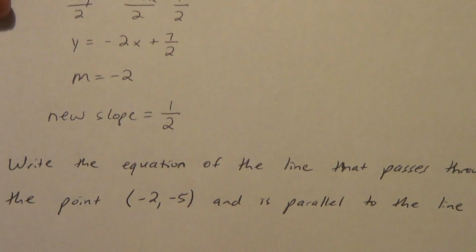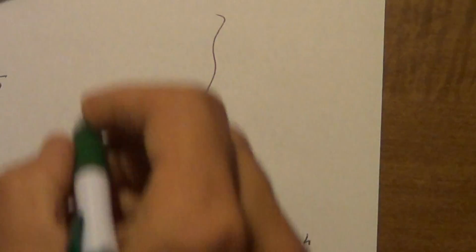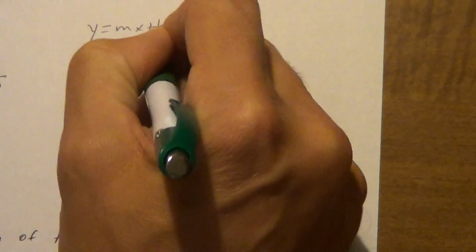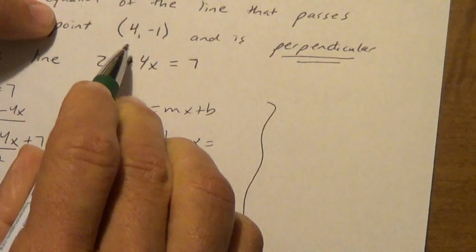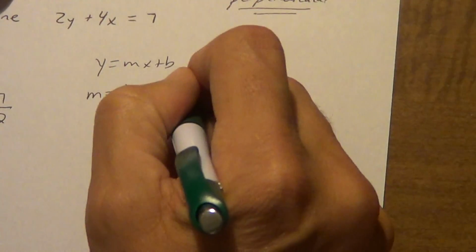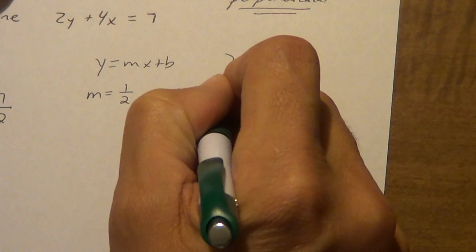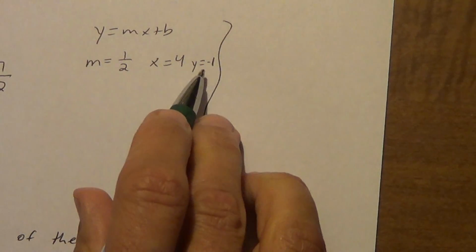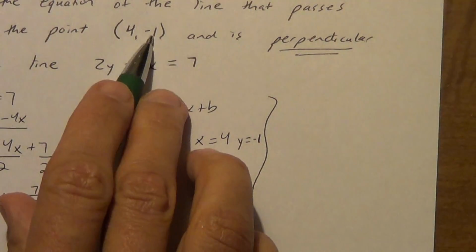That's the slope we need to use as we go through this problem. Once again, I'm going to show you how to do this two different ways. So we're going to go y equals mx plus b. I have m equals 1/2, x equals 4 from up here, and y equals -1. Squeeze that in right there, and that comes from right here.